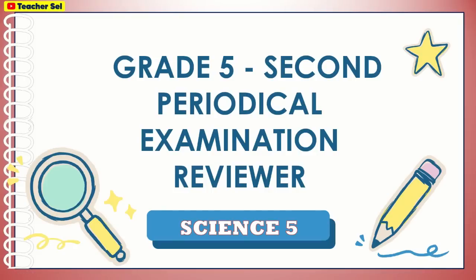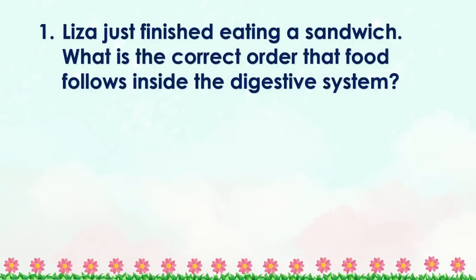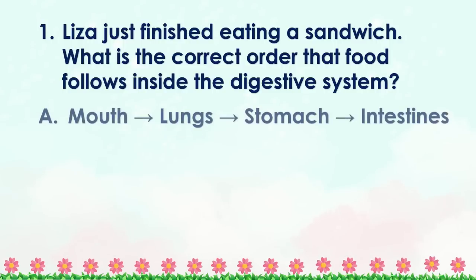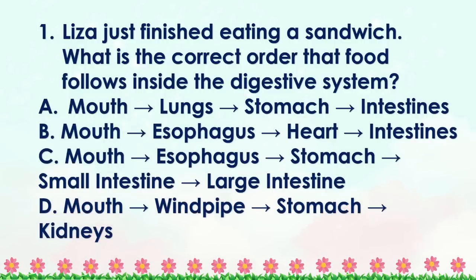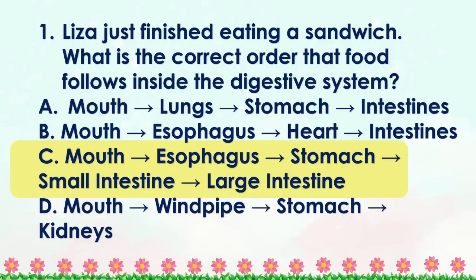Grade 5, Second Periodical Examination Reviewer in Science 5. Liza just finished eating a sandwich. What is the correct order that food follows inside the digestive system? The correct answer is C, mouth, esophagus, stomach, small intestine to large intestine.